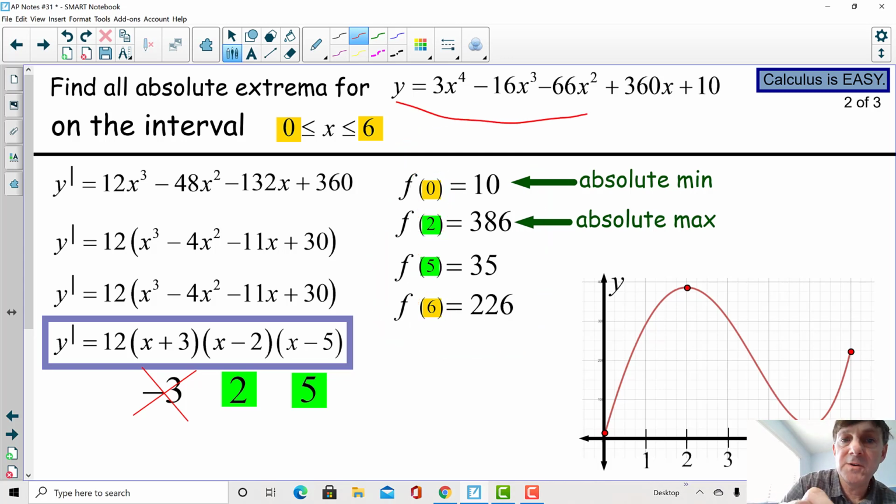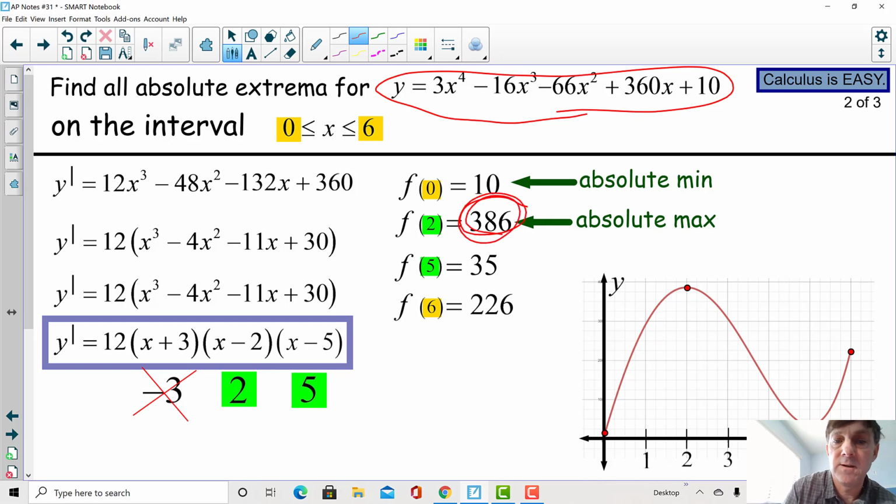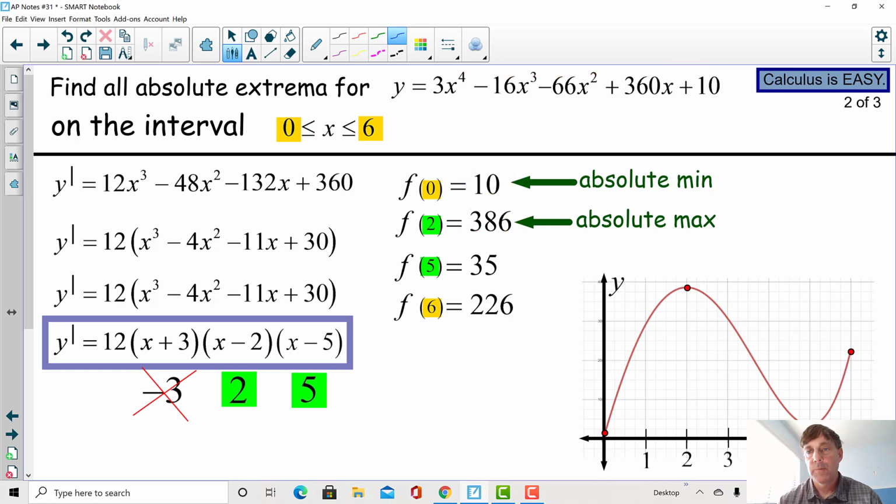You plug them into the original function and just see how big they are. The biggest one is the absolute max, and the smallest one is the absolute minimum. I want you to notice that an absolute maximum or minimum can either happen at an endpoint, like it did for us in this example, or it could also happen somewhere in the middle where we have a critical number.